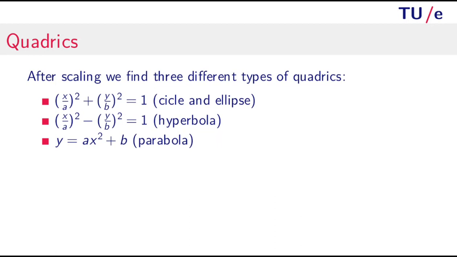The equation for an ellipse is x divided by a, squared, plus y divided by b, squared, is equal to 1. A hyperbola we can give as x divided by a, squared, minus y divided by b, squared, is equal to 1. Or finally, a parabola we can write as the equation y is a times x squared plus b.